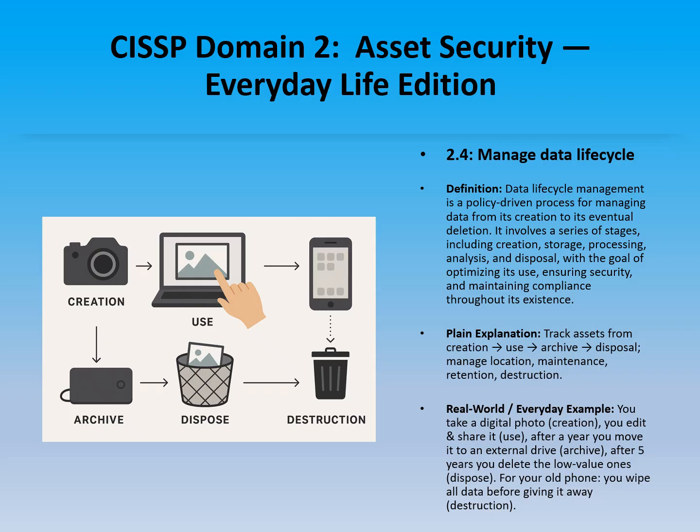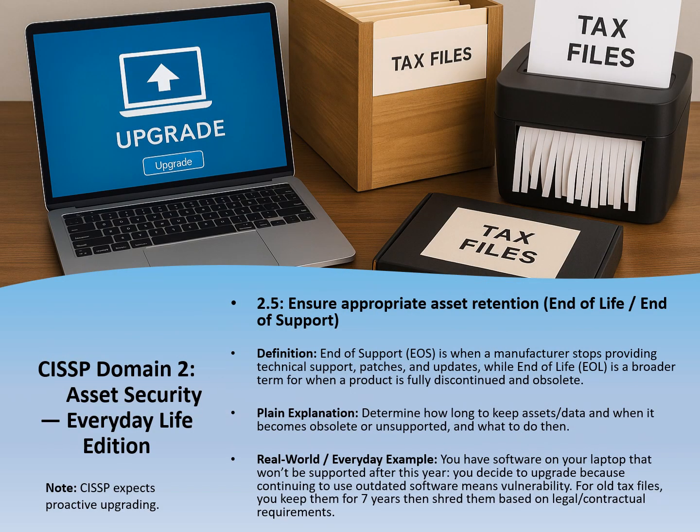Speaking of end stages, what happens when systems or data reach the end of their useful life? Let's explore that. Every asset has an expiration date: software, hardware, and even records. End of support means no more updates or patches. End of life means the product is fully retired. At home, when your software stops receiving updates, you upgrade it before it becomes vulnerable. For physical records like tax files, you keep them 7 years, then shred them. That's compliance-based retention. CISSPs think ahead. Always plan replacements before support ends.